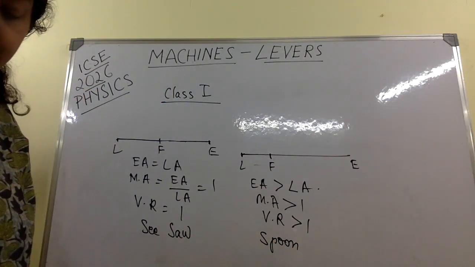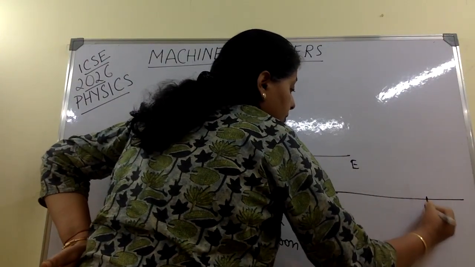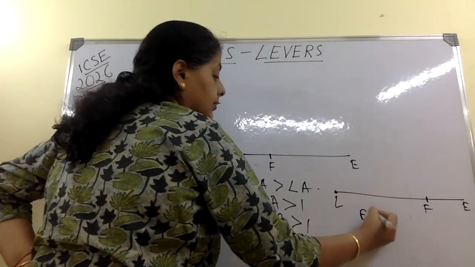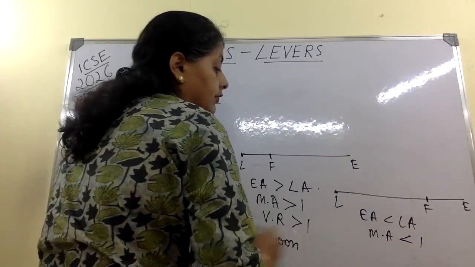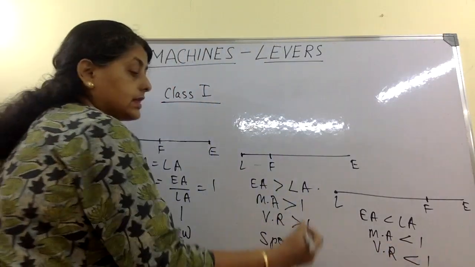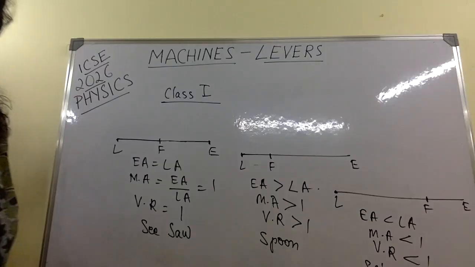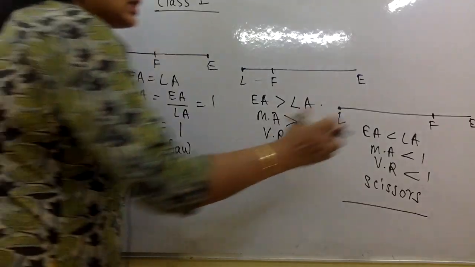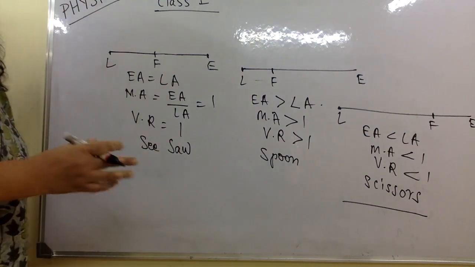And then the third type is where the effort arm is shorter than the load arm. Here effort arm is less than load arm. If so, mechanical advantage is less than 1, and velocity ratio is also less than 1. Here the example can be a pair of scissors where you are cutting. This side you hold, your hand is here, and here you are cutting the cloth. So the load arm is bigger than the effort arm.